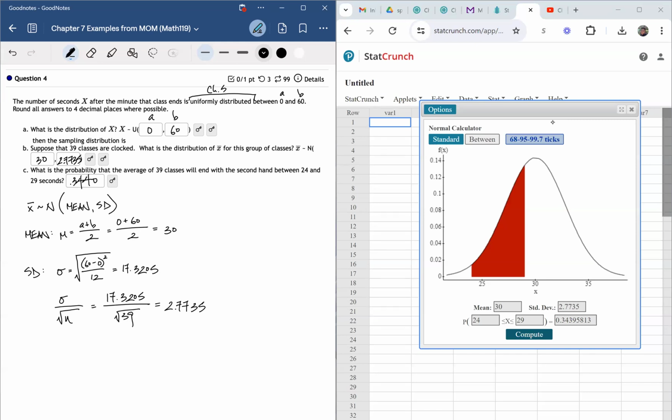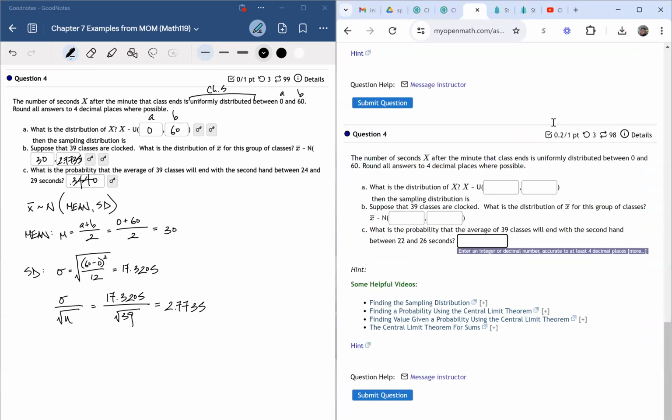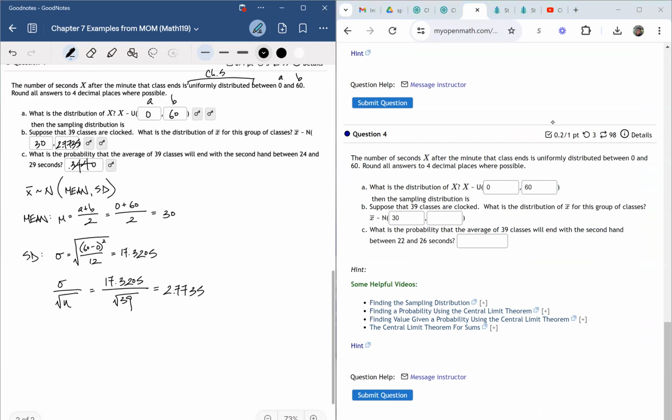Let's check our answers on My Open Math. We wanted it to be between 0 and 60 for the uniform distribution. My mean is going to be 30, and my standard deviation is not the 17.3205, but rather the 2.7735. Oops, we're looking at when the second hand will be between 22 and 26 seconds.